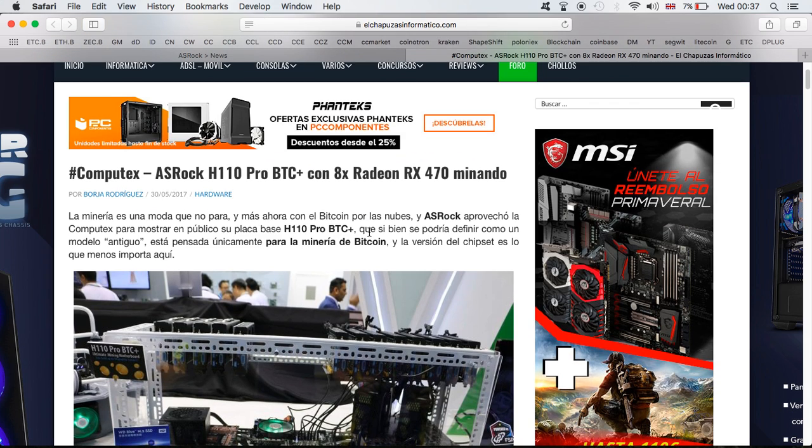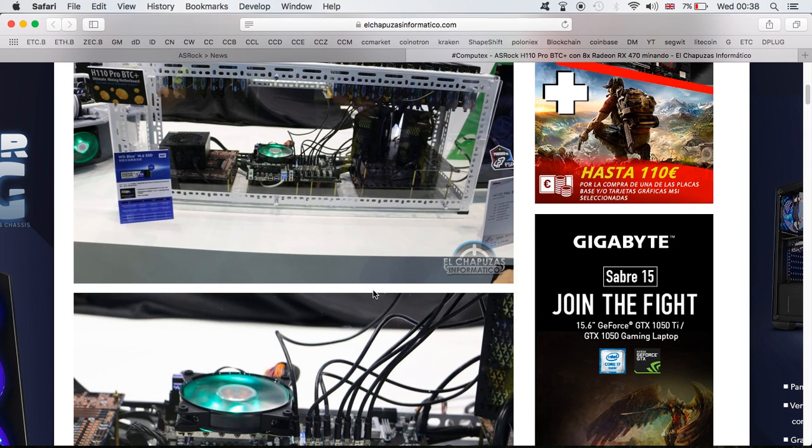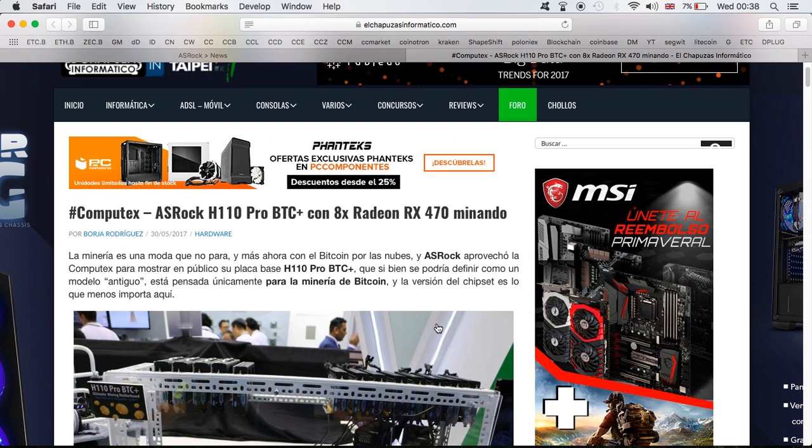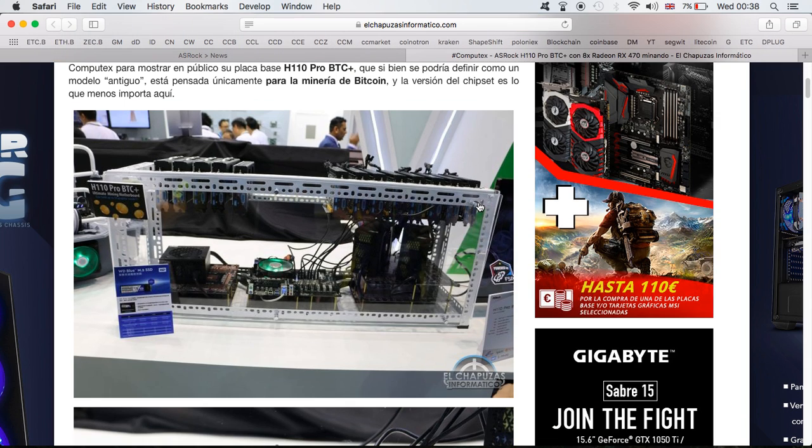They've recently shown this, I don't know where it was, because it's not in English, so I'm not quite sure, at some sort of convention or whatever. The funny thing is that they're showing us this incredible product with 13 PCIe slots, but they've connected only 8 Radeon RX 470 graphics cards, and the other 5 they put in the naughty corner, because probably they weren't listening or something.